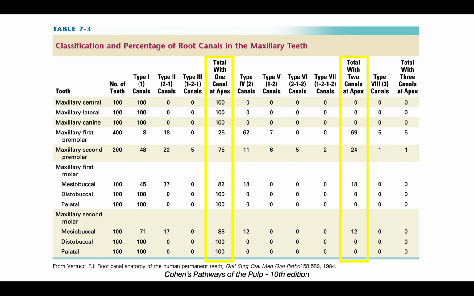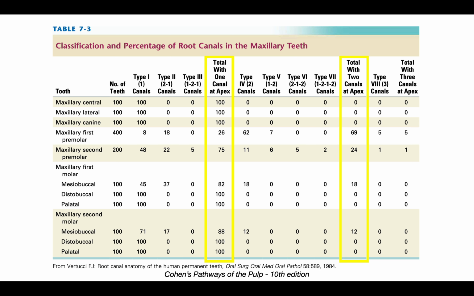Now, luckily for the maxillary arch, in terms of anteriors, we almost always have a single canal that we're working with. Now, with maxillary first premolars, usually you have two canals you're working with, about 69% of the time.